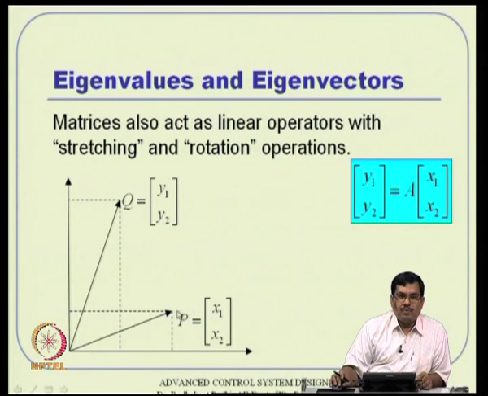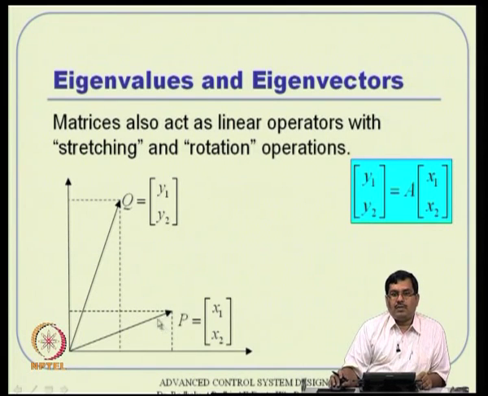If I have some point P, given by a vector from the origin to P with coordinates x1 and x2, and I multiply that with A, then I will get y1 and y2, for which I get a point Q, let us say. Because y1 and y2 can be very different from x1 and x2, the two vectors differ in both magnitude as well as direction.